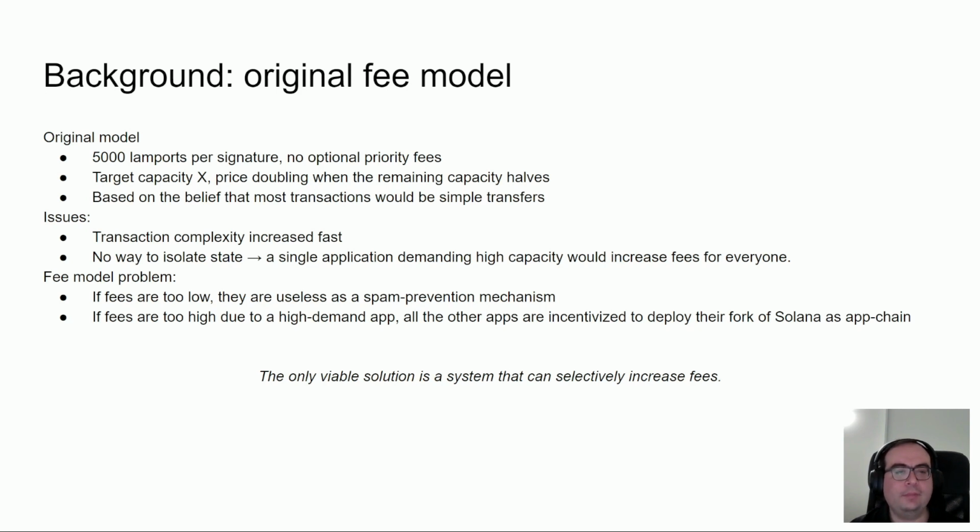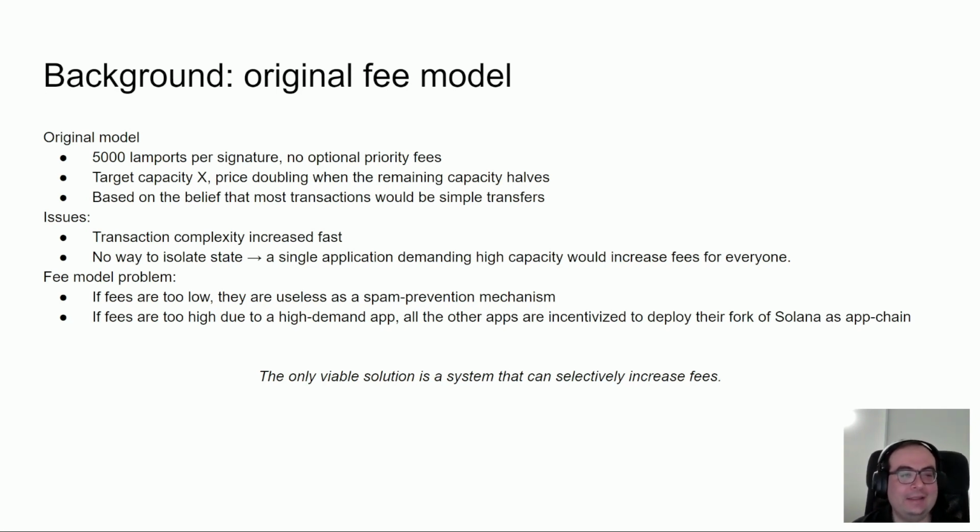That was the belief. But this didn't really work, mainly because of two reasons. One is that transaction complexity actually increased fast. With more programs and more composability, you have more complex transactions. They're not just simple transfers, and at this point it's not realistic to believe that we can just charge per signature. We have to look at something else, like transaction complexity.